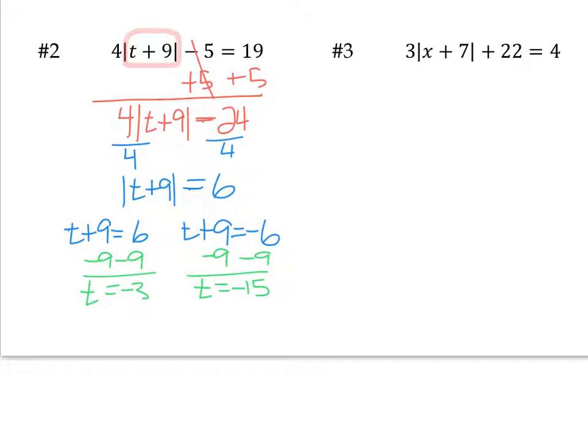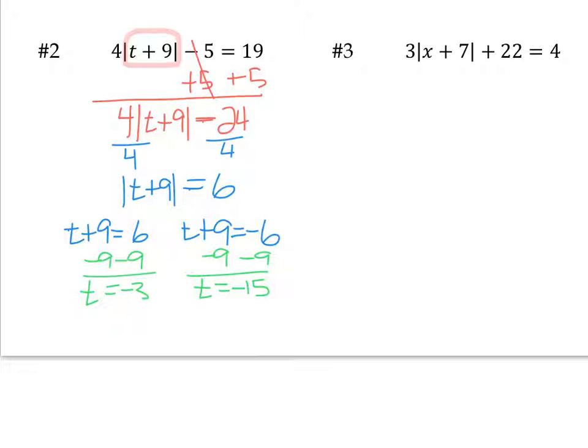We should do what now? That's right, check our answers back in the original equation. Always go back up to the original equation. We don't want to check in one of our steps because there may be mistakes. So go back up here and plug in for t, negative 3 and negative 15. And let's see what that might look like.